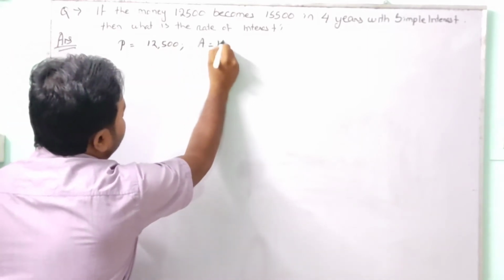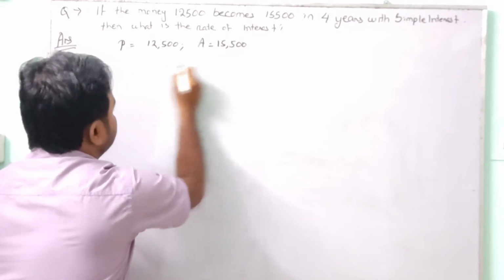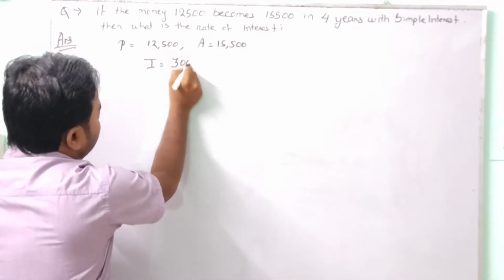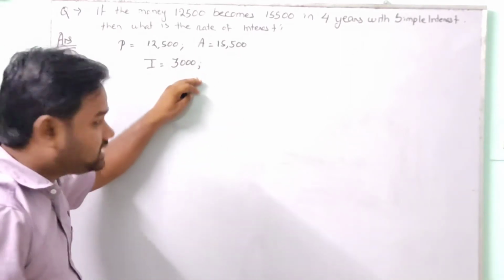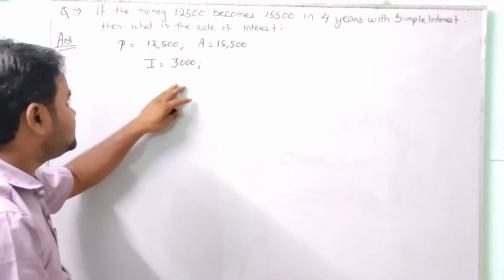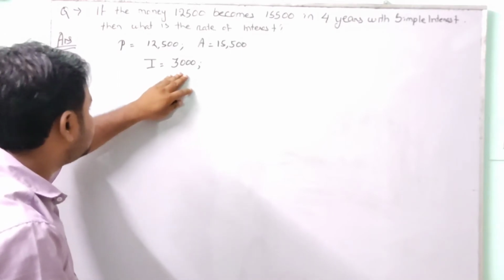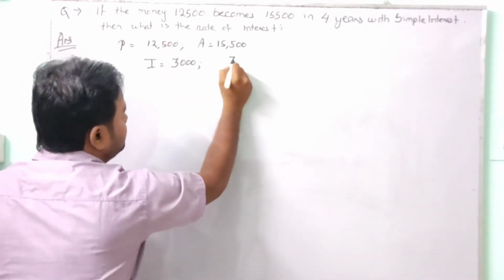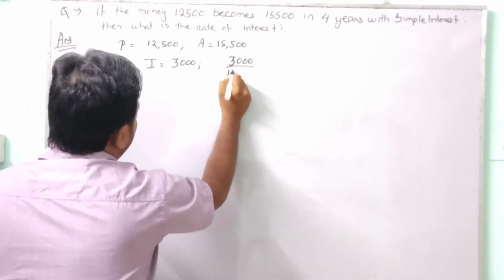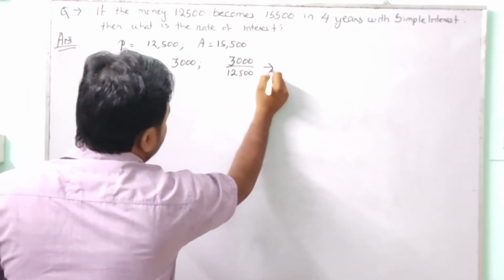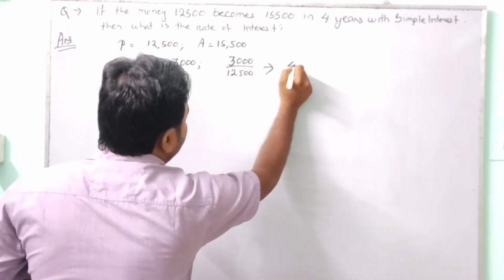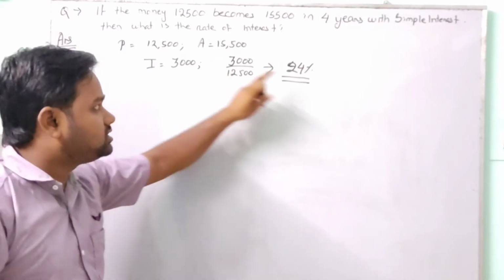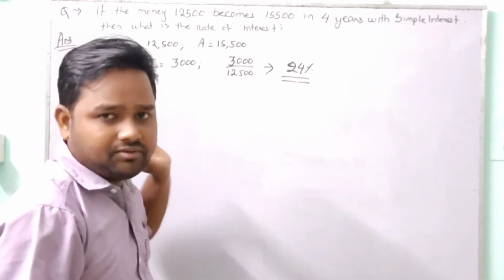Total amount is 15,500. So the interest is the difference between the two, which is equal to 3,000. If the interest is 3,000, I have to calculate the interest in percentage. So 3,000 is what percentage of 12,500? 3,000 divided by 12,500 is equal to 24 percent. So 3,000 is 24 percent of 12,500.